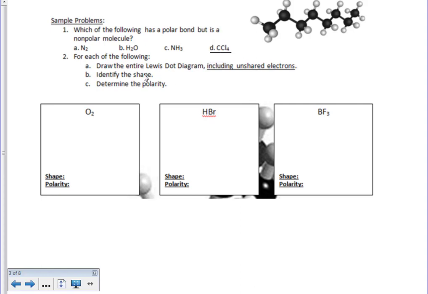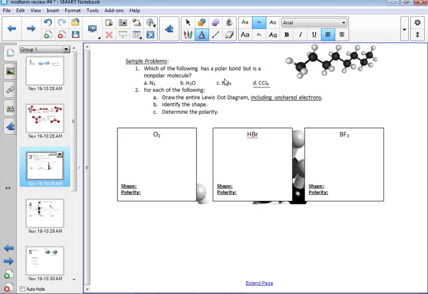For the following, I want you to draw Lewis dot diagrams, including unshared electrons, identifying the shape and determining the polarity. So when you're looking at the following here, we have oxygen. And the oxygen is going to have 6 valence electrons because it is found in group 16.